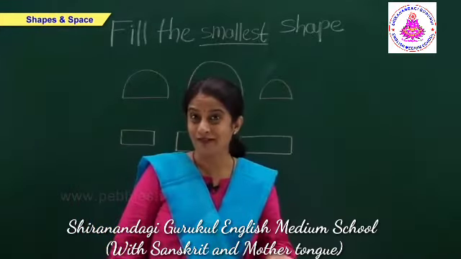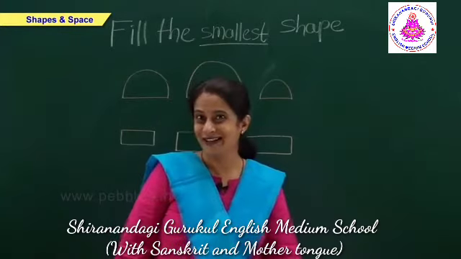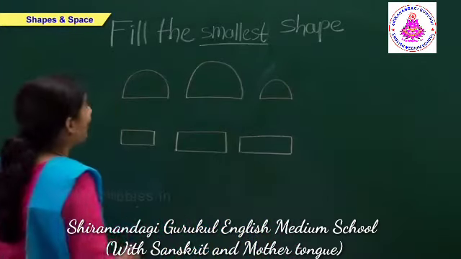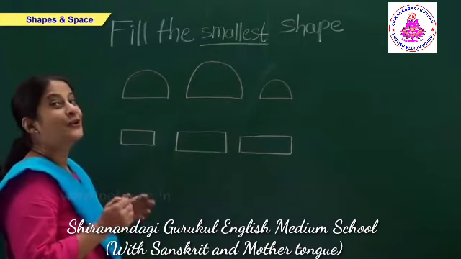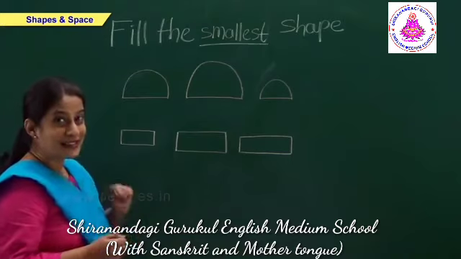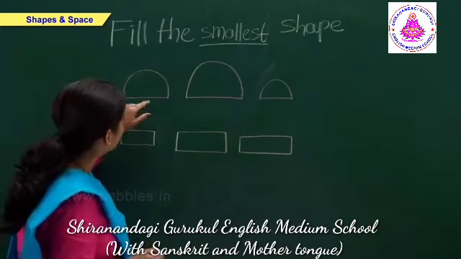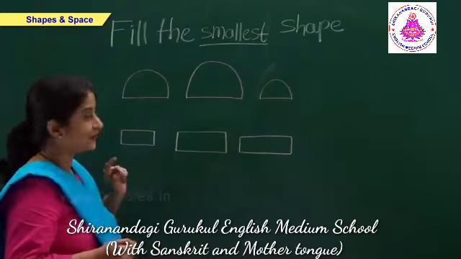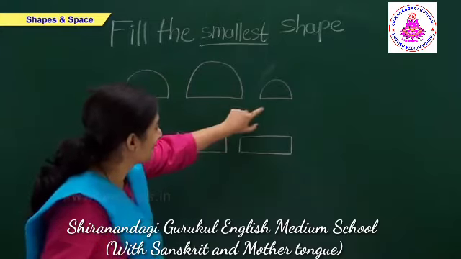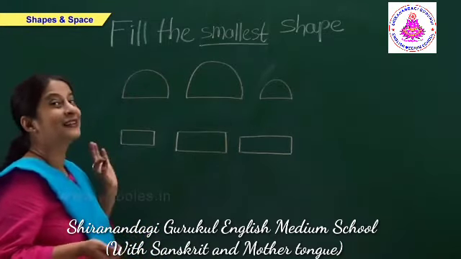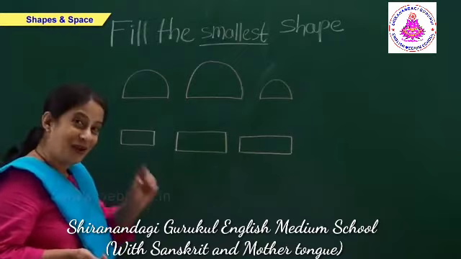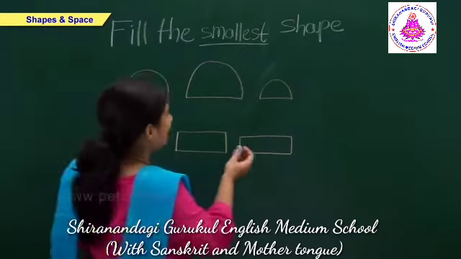Now you have to help me to identify the smallest shape so that I can fill it. I have 3 semicircles. So which is the smallest? Let's find out. Is this the smallest one? Or this? Or this? Which is smallest? Right, the third one is the smallest one. So let's fill it.